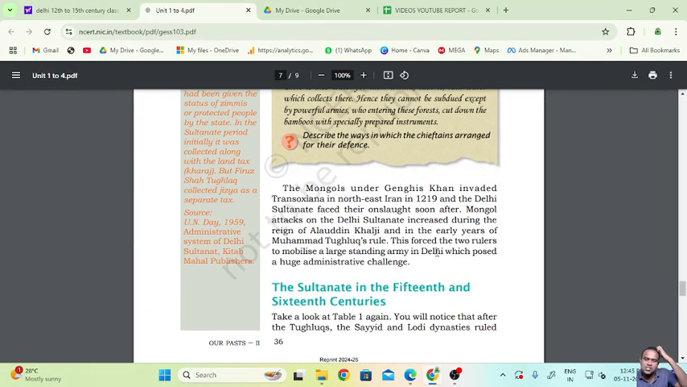The Mongols under Genghis Khan invaded Transoxiana in northeast Iran in 1219, and the Delhi Sultanate faced their onslaught soon after. Mongol attacks on the Delhi Sultanate increased during the reign of Alauddin Khilji, and in the early years of Muhammad bin Tughlaq's rule. This forced the rulers to mobilize a large standing army in Delhi, which posed a huge administrative challenge, and the cost was huge.